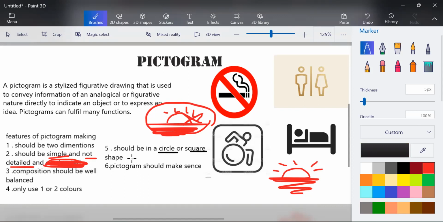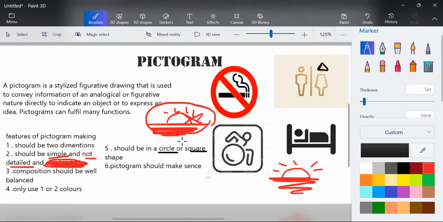Okay, sixth is that pictograms should make sense. The shape we are drawing in a pictogram should make some sense, okay? So if you're drawing a woman, you cannot just make a triangle here, can you? This will not make sense. You have to draw a circle for the head. So pictogram shapes should represent what they really want to convey, or else it's not a pictogram and it's not really accepted as a pictogram.